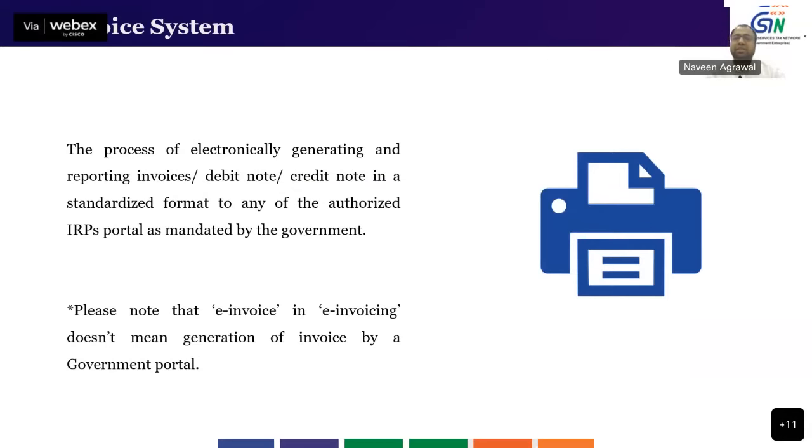So what is e-invoicing? When we talk about e-invoicing, it's something like you generate your invoice in your own system, and then you come and report that invoice in a government authorized portal. In case of India, we call this portal the Invoice Registration Portal. Currently, there are 6 authorized IRP portals.